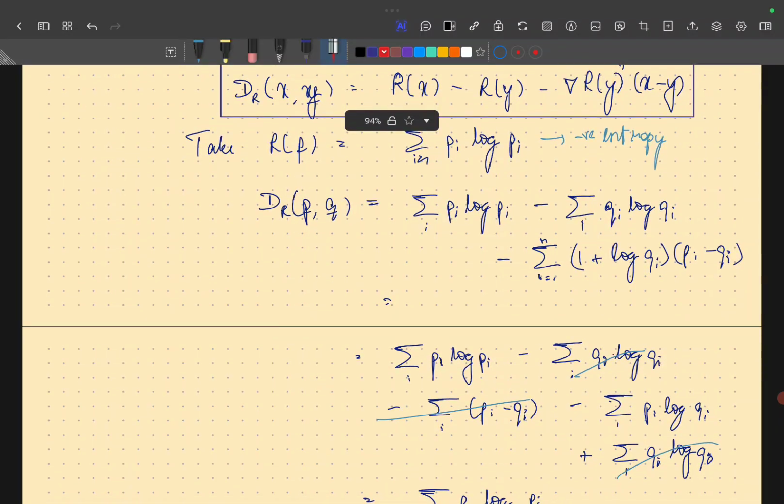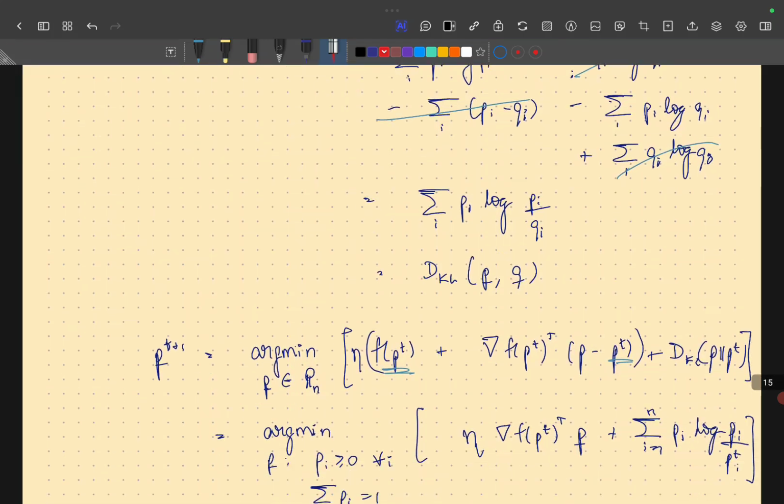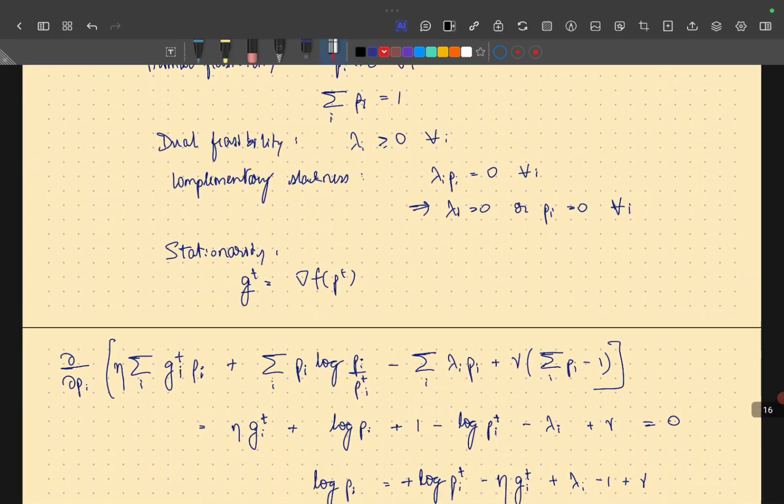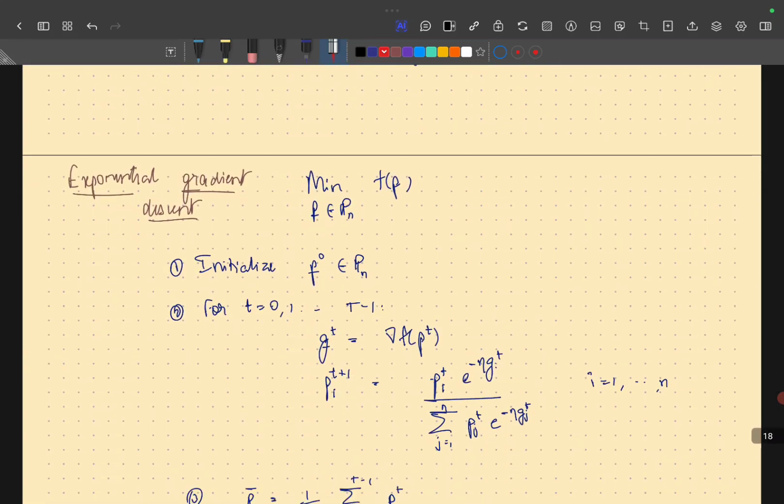So let's look at this slightly more generalized setup. One specific case that we looked at in the previous class was dr equal to the KL divergence, and we saw that the KL divergence is the Bregman divergence corresponding to the negative entropy. All right, so this is a summary of what we saw in the last class. We'll try to generalize this and see what the corresponding algorithm looks like.